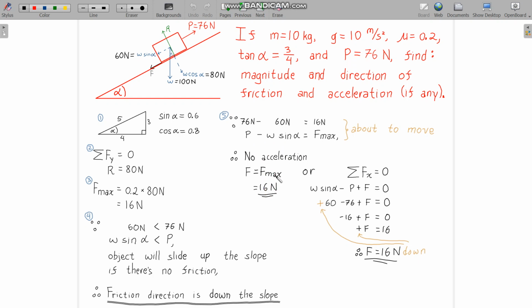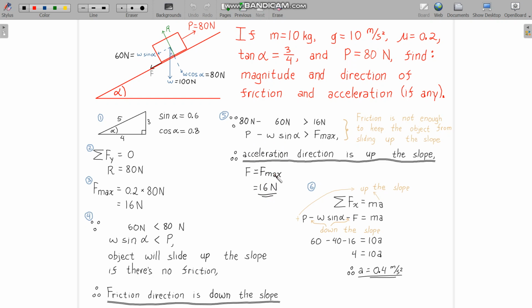And the last case here, when the P is 80, so we have 80 and 60, the friction is down the slope, and the magnitude of the friction is just 16, that is the maximum, which means we have a resultant force, we have acceleration up the slope, and we can calculate it using sigma F equals ma.